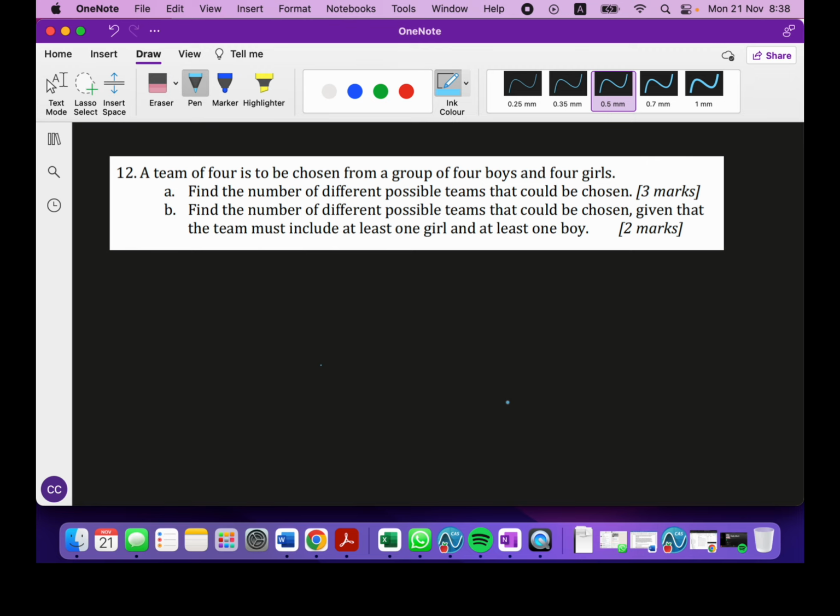A team of four is to be chosen from a group of four boys and four girls. Find the number of different possible teams that could be chosen. Realistically this is just n choose r, directly from binomial theorem. So we are looking for 8 choose 4, the total number of different teams that are chosen. We don't have any limitations on it.